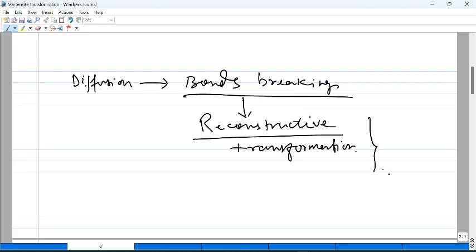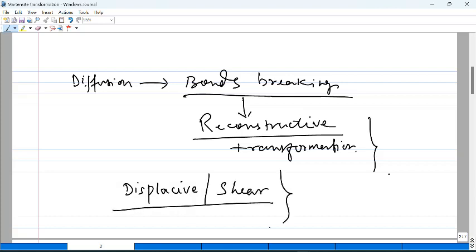Okay, and if you are doing the transformation at a temperature where diffusion cannot be conceivable, then in that case it has to be by a mechanism known as displacive, which is also known as a shear mechanism of phase transformation.